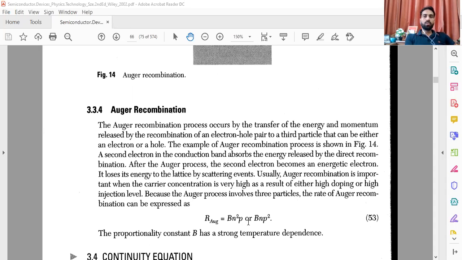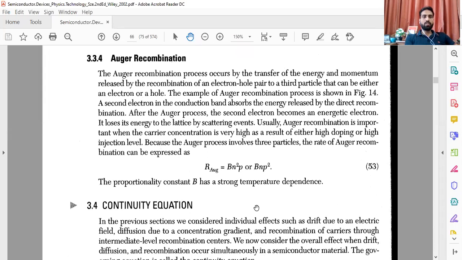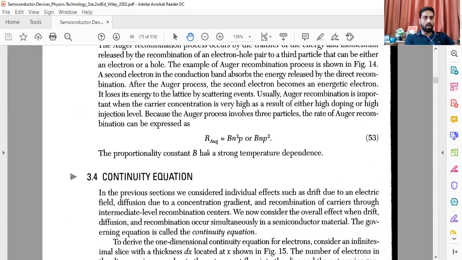So this Auger recombination process equation can be taken as, if you see here, R, basically this is the rate of Auger recombination. So R_AUG is to be represented by B n square p or B n p square. So B is a proportionality constant, and n square and p square indicate which type of charge carriers are more. If suppose you have more number of electrons, then there is B n square p. If you have more number of holes, then you have B n p square.